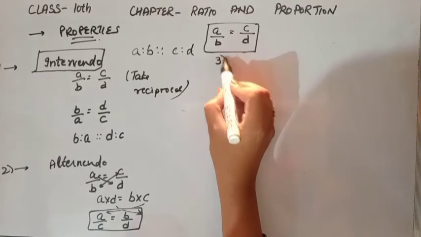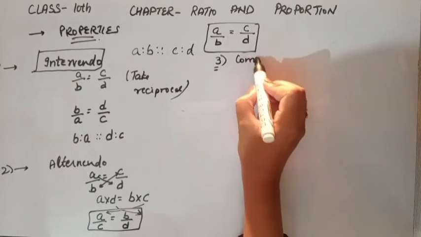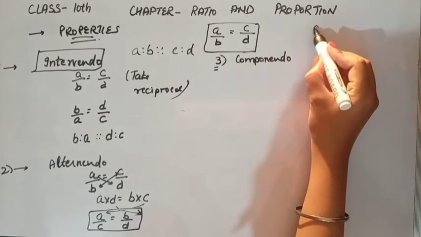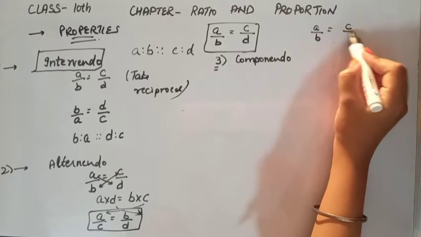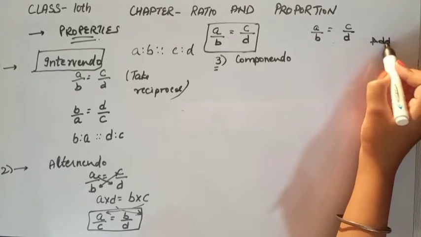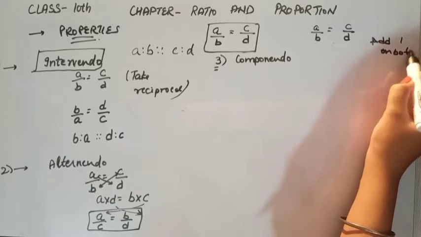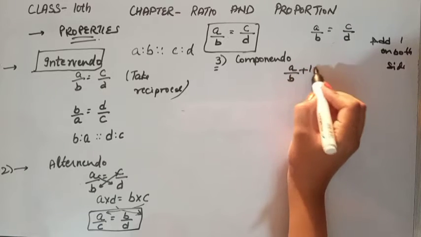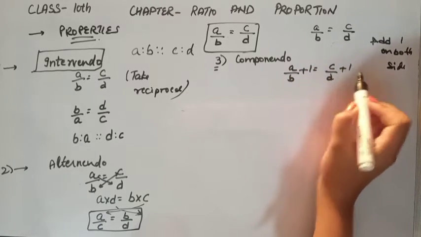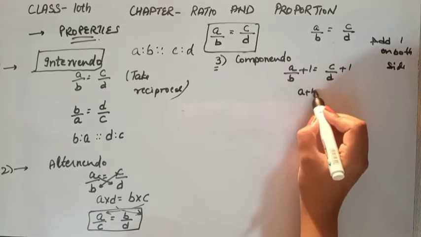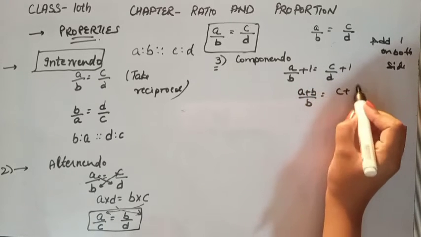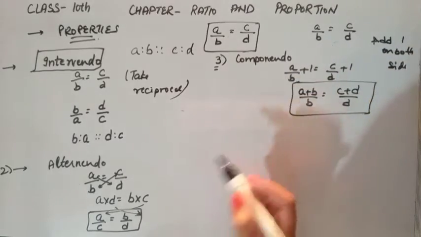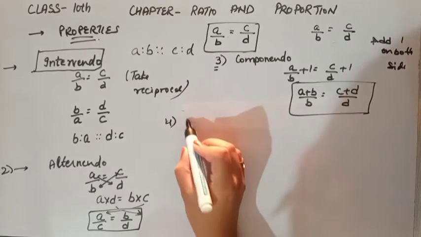And the third property is componendo. The ratio is A by B is equal to C by D. Add 1 on both sides. If we add 1 on both sides, what will happen? A by B plus 1 is equal to C by D plus 1. Taking the LCM, A plus B by B is equal to C plus D by D. This result is componendo. The fourth one is dividendo.